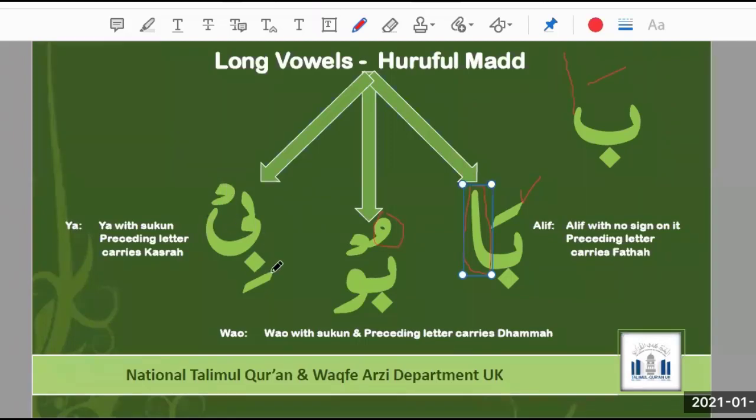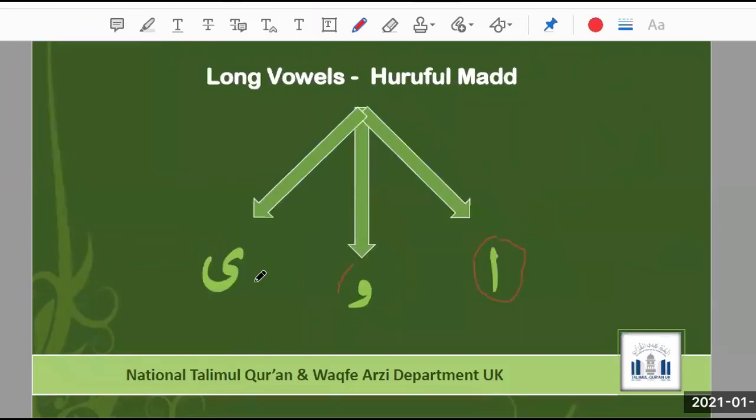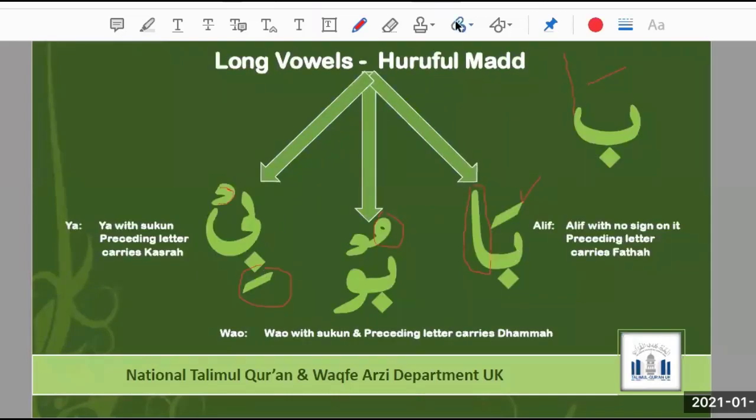The ya should have sukoon and the preceding letter should have kasra. Then it will become a haruful madda. So here we will say bee, because ya has got sukoon sign here and ba has got kasra sign underneath. So we know that these are the three haruful madda: alif, waw, ya. The condition for alif is that the preceding letter should have fatha and alif should not have any sign on it. For waw madda, the preceding letter should have dhamma and waw should have sukoon sign on it. And ya should have sukoon sign as well and the preceding letter should have kasra underneath. Then it will become a haruful madda.